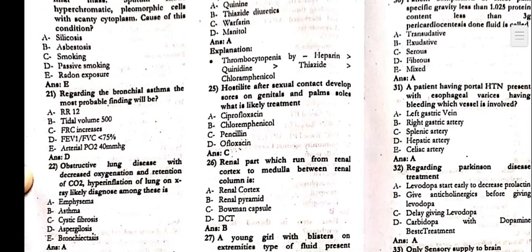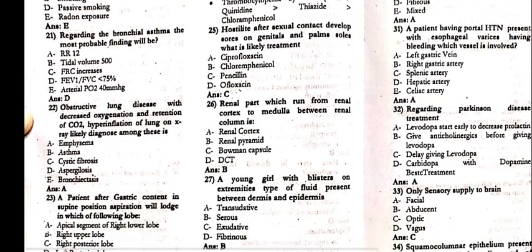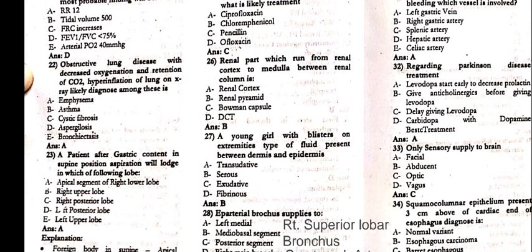21, regarding bronchial asthma, the most probable finding will be decreased FEV1, FEV1/FVC is less than 75%. 22, the obstructive lung disease with decreased oxygenation, retention of carbon dioxide, hyperinflation of the lung on X-ray. Likely diagnosis among these is emphysema.